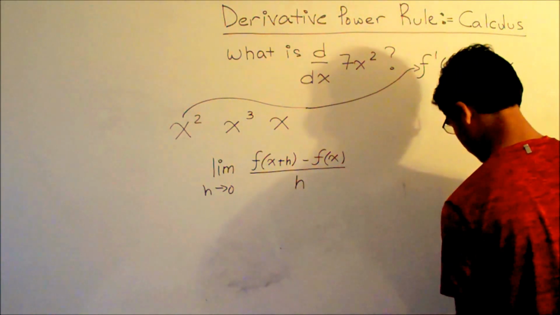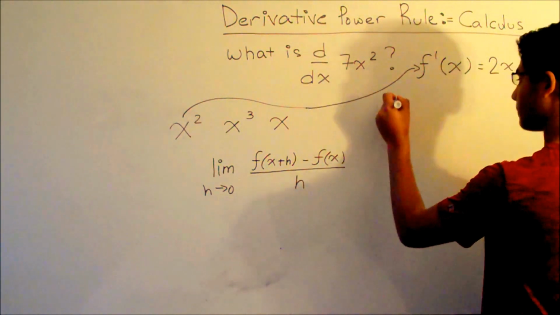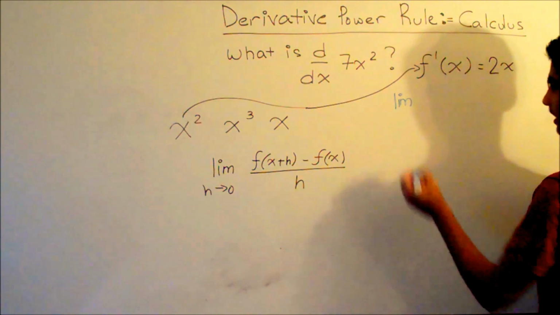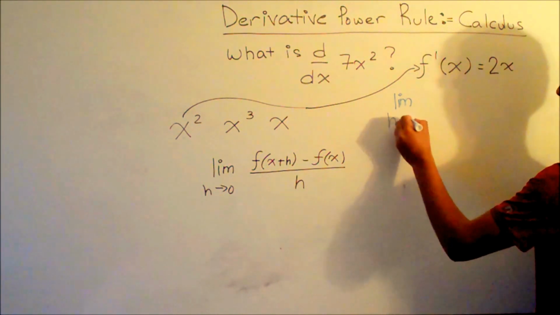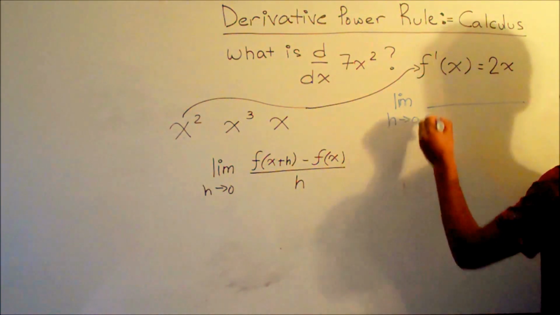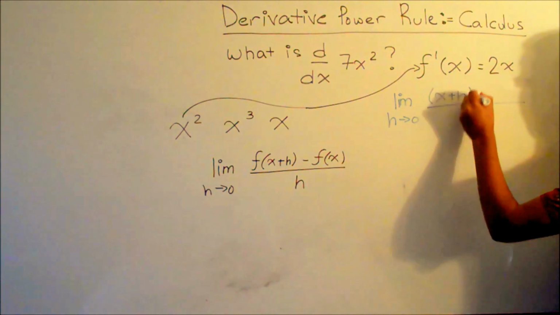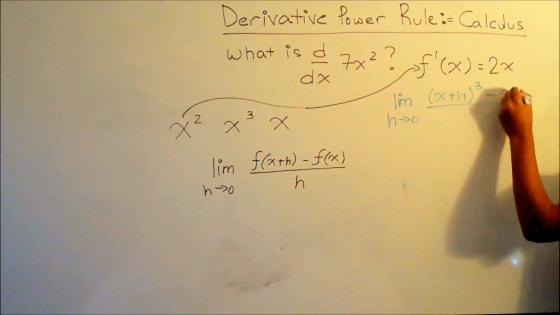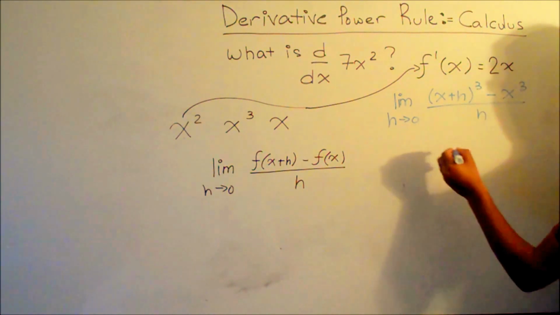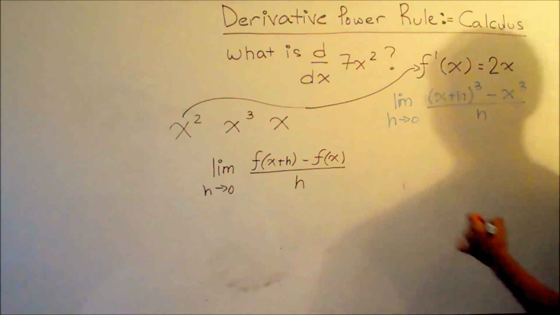Now let's move on to x cubed. We have the limit as h approaches 0 of x plus h cubed minus x cubed over h. So let's take a moment and figure out what x plus h cubed is.